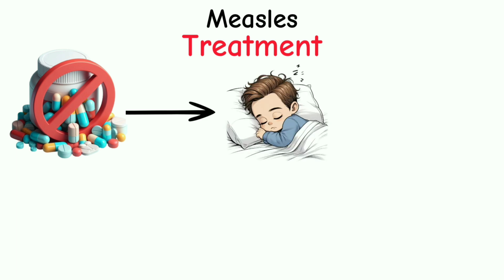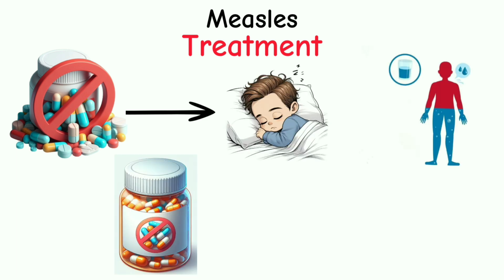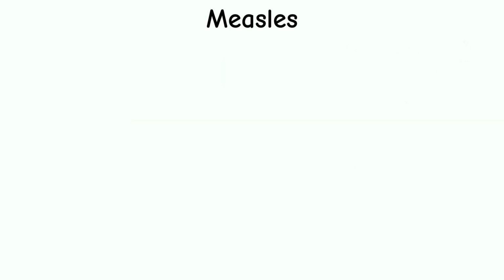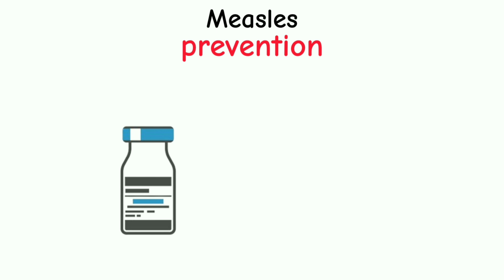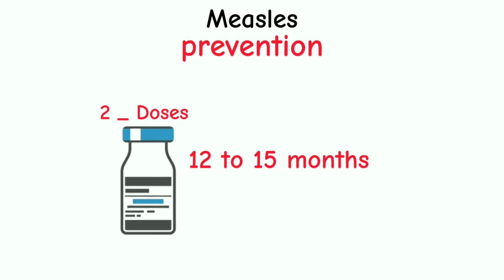This includes rest, hydration, fever-reducing medications, and vitamin A. The most effective way to prevent measles is through vaccine and is usually administered in 2 doses, starting at around 12 to 15 months of age.